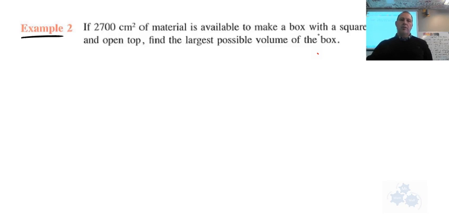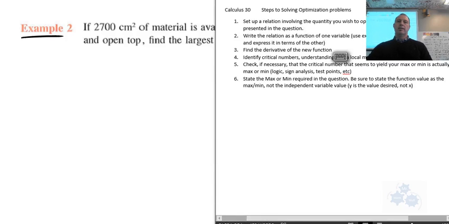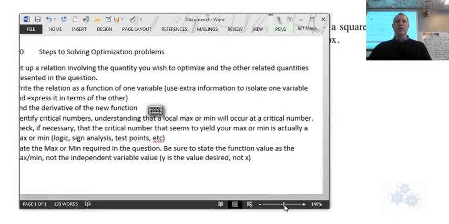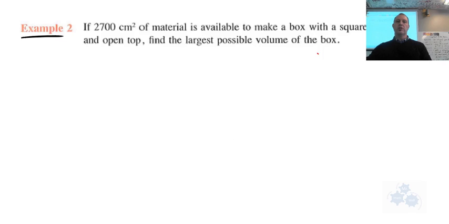So first, remember the first step there, and I'll just go back to this document right here. It says set up a relation involving the quantity you wish to optimize. And you can use the other quantities that are given in the question. So what do we want to optimize? Volume is what we want to optimize. And the volume of a box is given by, well, it's a square base box, first of all. So let's make the bottom of the box x. So the base dimensions are x by x. And we'll make the height of the box y.